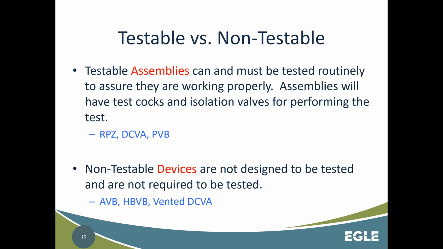Testable assemblies. Okay, so there are 3 of them that are considered assemblies. They are mechanical working devices. They have test ports on them that allow you to isolate the valves and test the pressures to ensure that they are still in proper working order. Okay, they are what we'll call an RPZ, a reduced pressure principal backflow preventer is its technical name, a DCVA, double check valve assembly, and pressure vacuum breaker are the 3 testable assemblies.